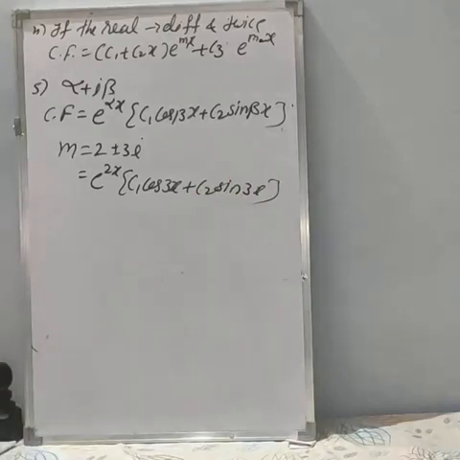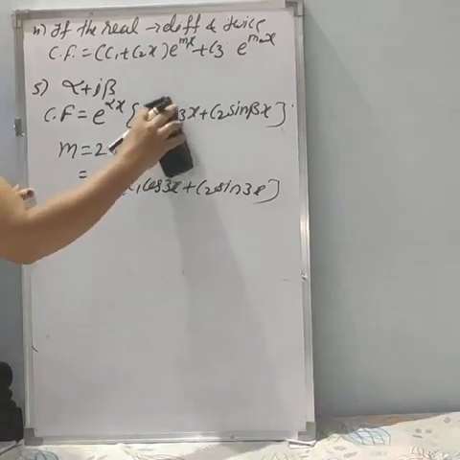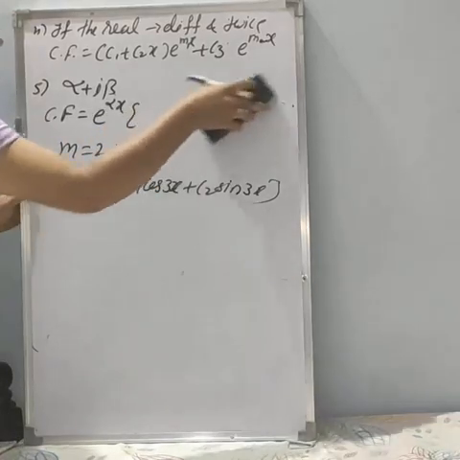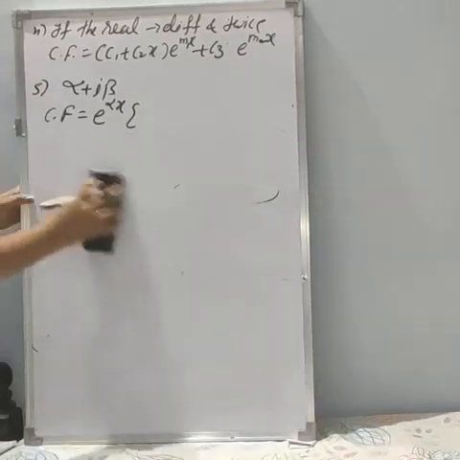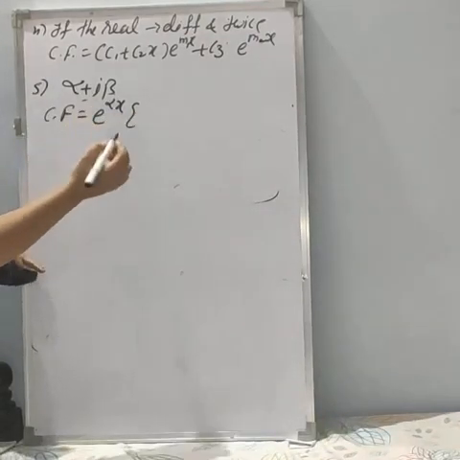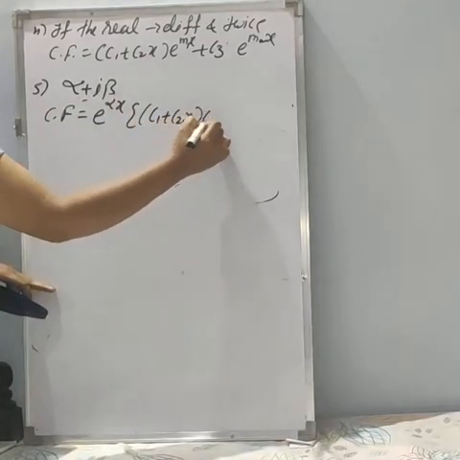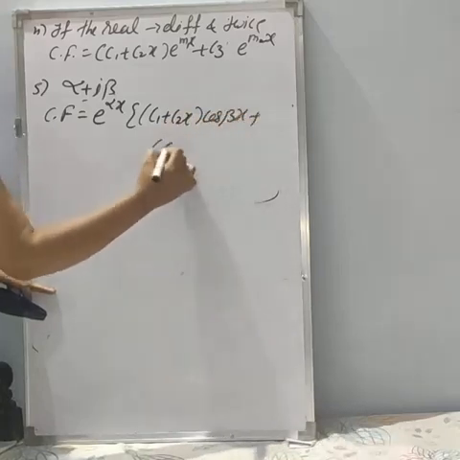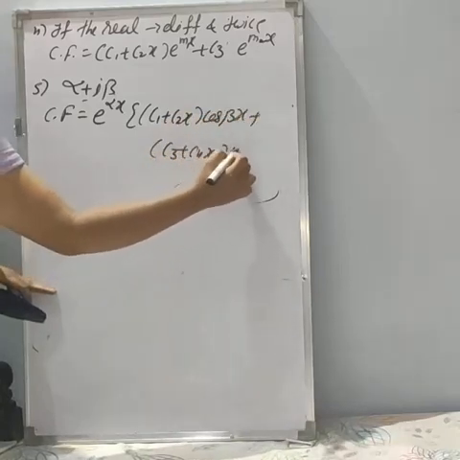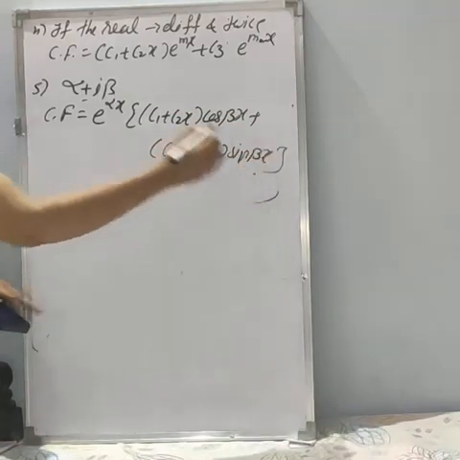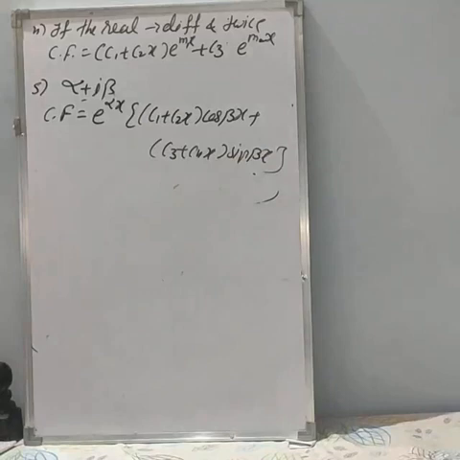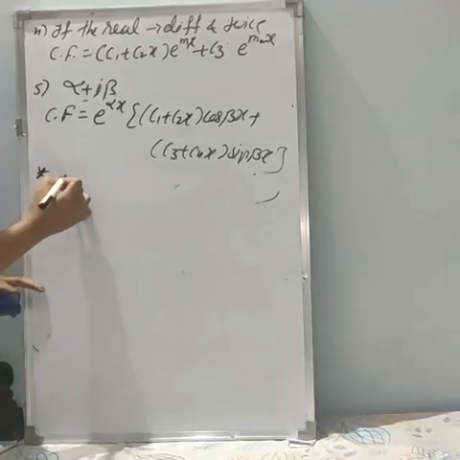Okay. Now suppose your imaginary root itself is repeated. It is not common, but suppose it is repeated, then the complementary function is given by e to the power of alpha x, c1 plus c2x, cos beta x, plus c3 plus c4x, sin beta x. This is the case if your imaginary root is repeated twice. Many times you will not get this, but if your root is repeated, this is the complementary function.